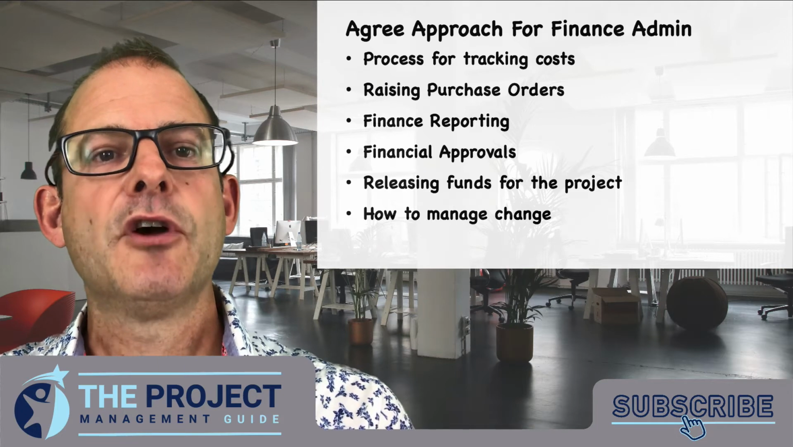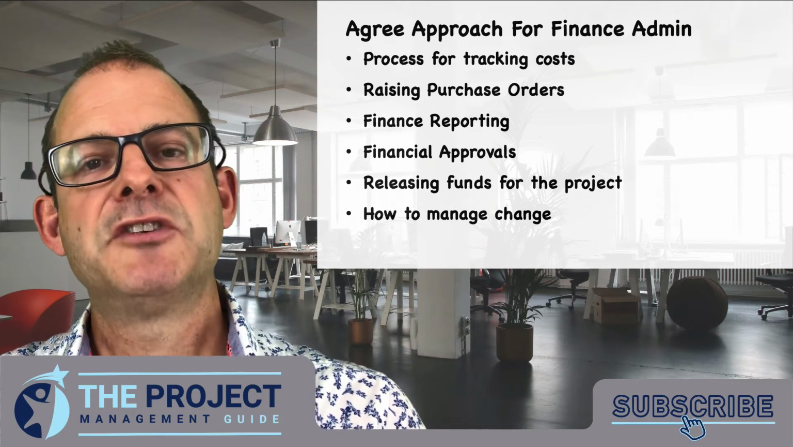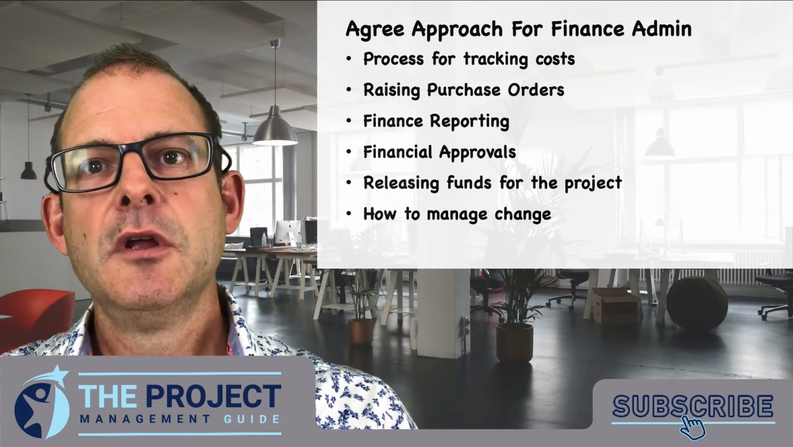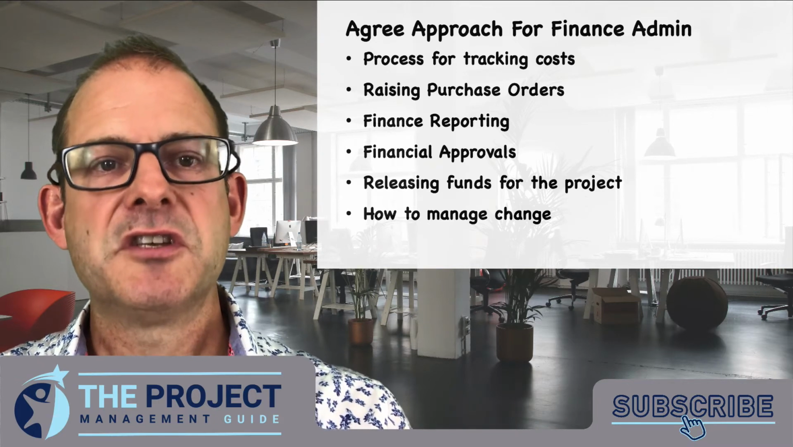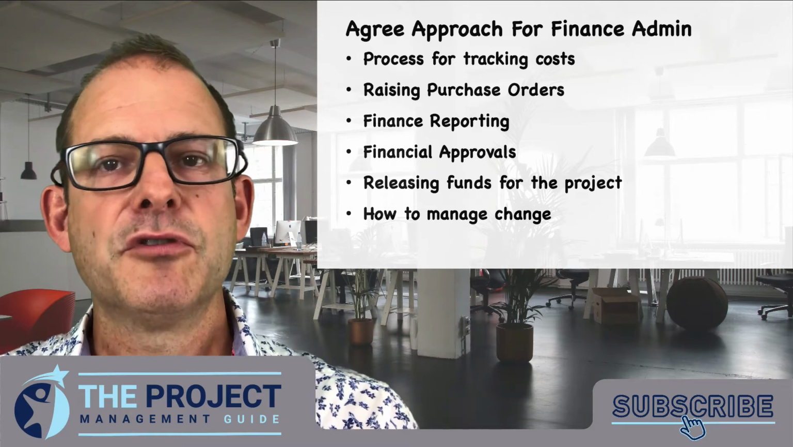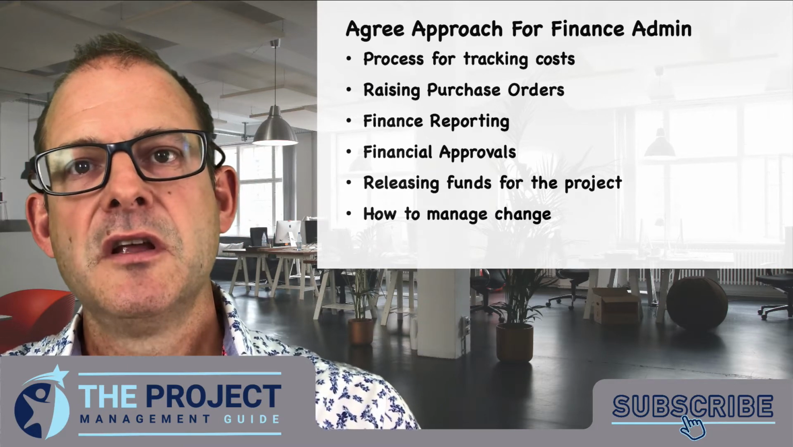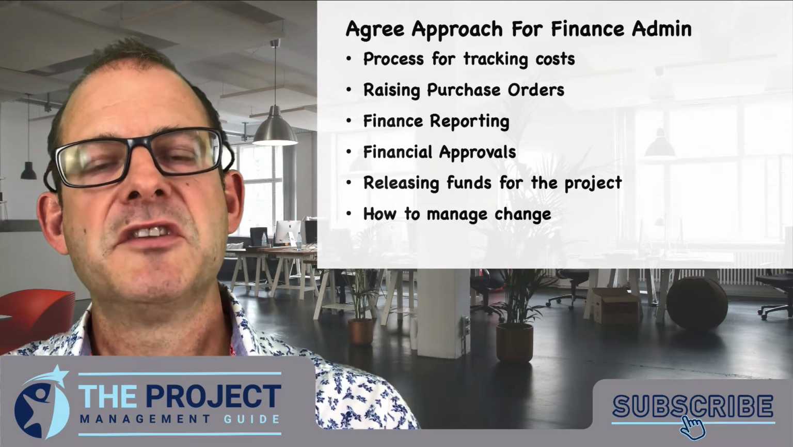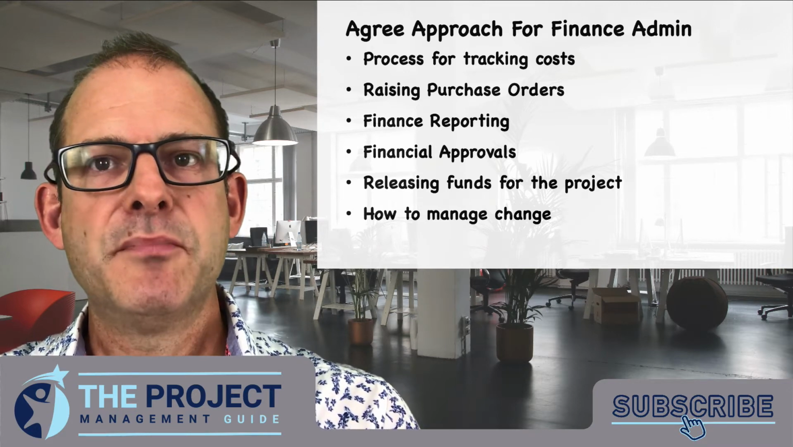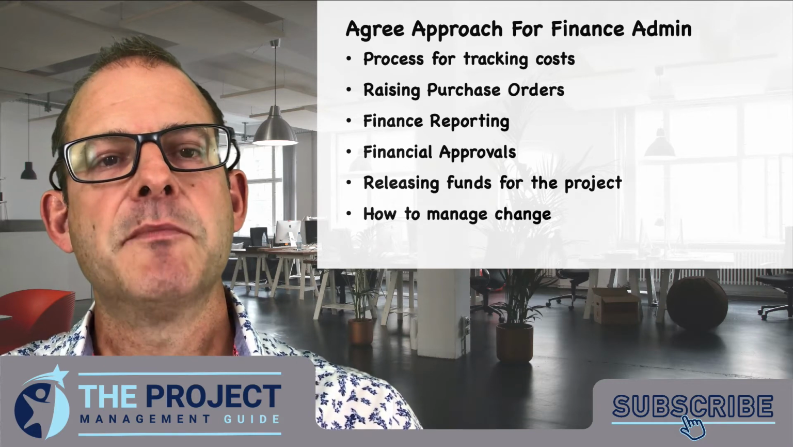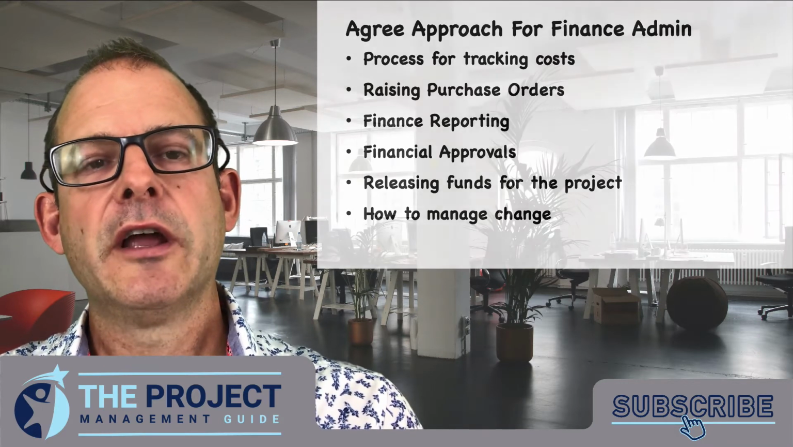And then finally, you've got to understand how you are going to manage change. What's the approval process for additions or increases in costs? If you want to draw down on your contingency money, etc., you need to work out what the process for that is. And then typically that's agreement with the project board as well. So all of this needs to be worked through with your finance team once you've got the green light to start the project.